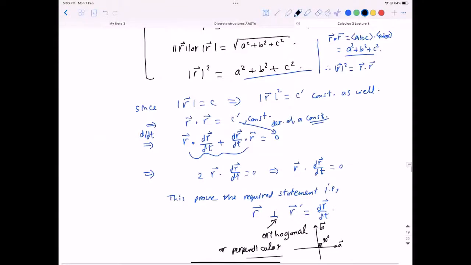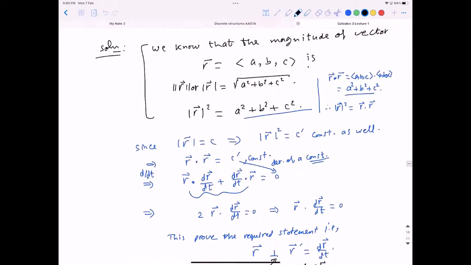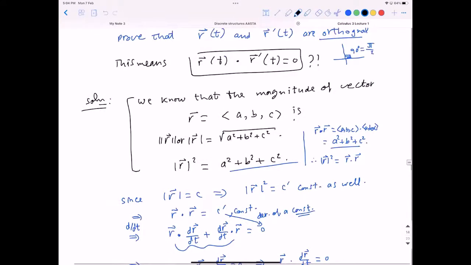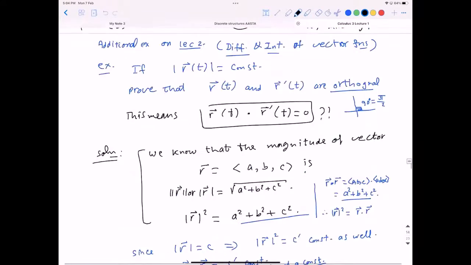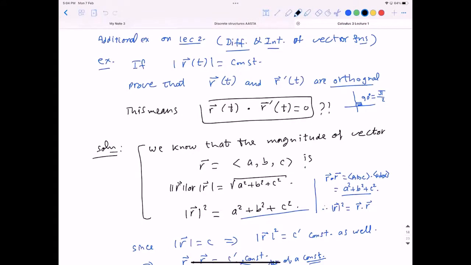So I'll begin with some exercise related to the things we have studied last week. This is an additional exercise related to lecture 2. Lecture 2 was about the differentiation and the integration of vector functions.